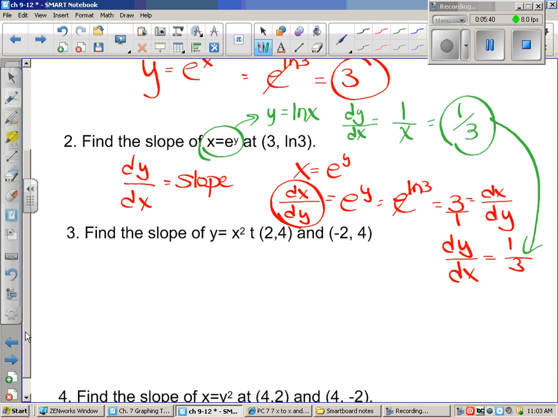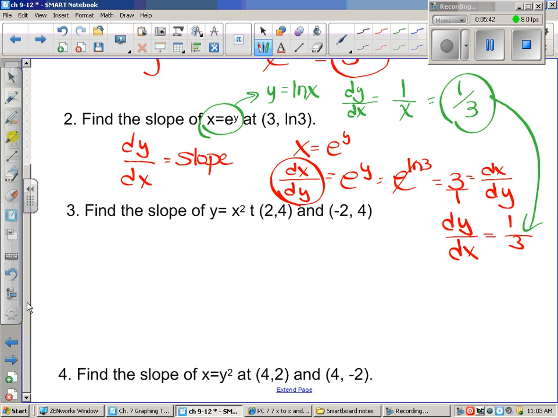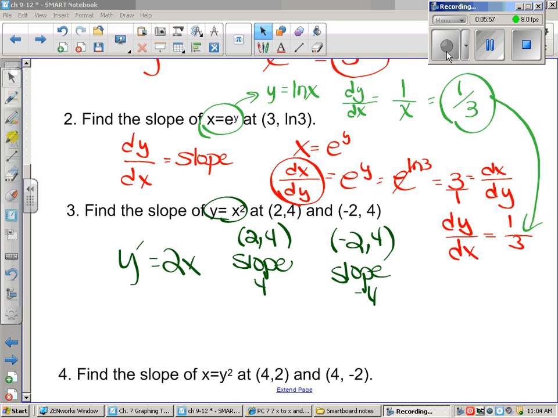So, okay, let's try another one. Find the slope for y equals x squared. I think that's supposed to say at 2, 4 and negative 2, 4. So why don't you go ahead and find the derivative. I want you to find the slope at 2, 4 and negative 2, 4. So hopefully you all were able to get that. Did anybody have any trouble with that? We're all good? Wonderful. Okay, no problems, right?